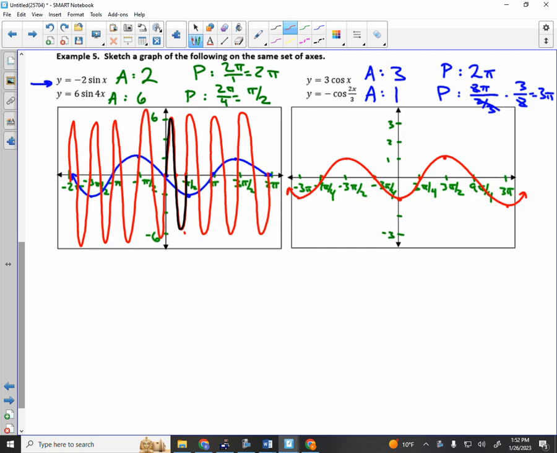Okay, now let's do the second one. Amplitude of 3, period of 2 pi. So where will I start? All the way up at 3.